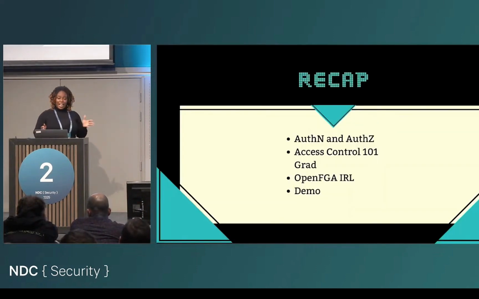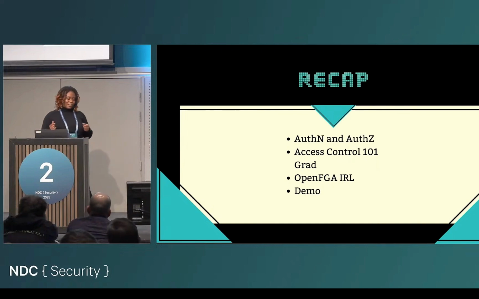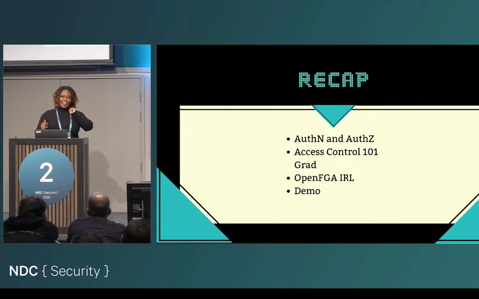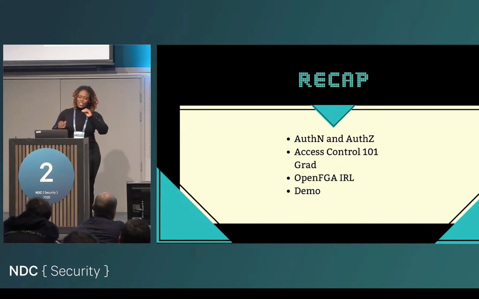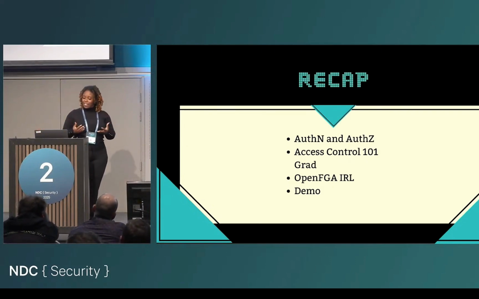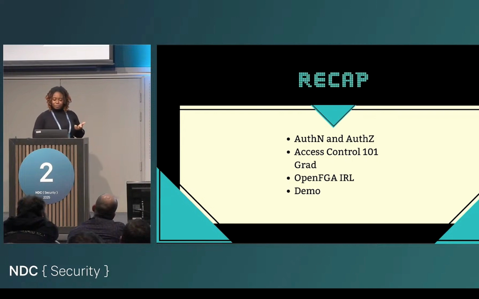So, to recap, I know this is a lot of information in a short period of time, but let's go over what we learned. We've learned the difference between authN and authZ, and we had a scenario that made sense. We went over different access control models, and you all are graduates of Access Control 101. Congratulations, you can pick up your diplomas on the way out. And we talked through OpenFGA and the problems that it solves, and we even saw it in action.